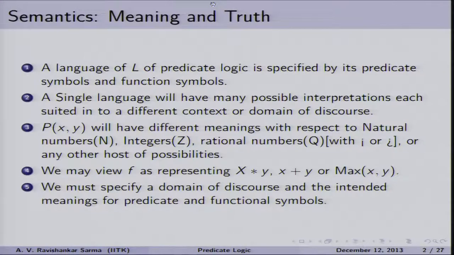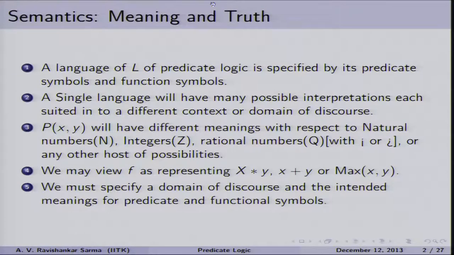Suppose you have P of x, y. It will have different meanings with respect to, let us say, natural numbers. Maybe it might be true, it may be false. In natural numbers it might be true, and the same thing might be true in integers, etc. Or maybe in the rational numbers it might be something else. So what we need is to fix some kind of domain.